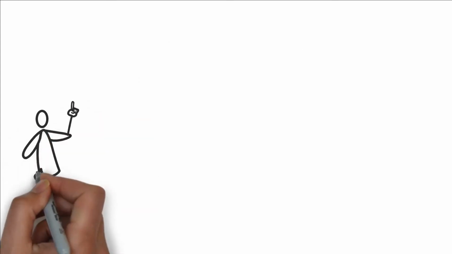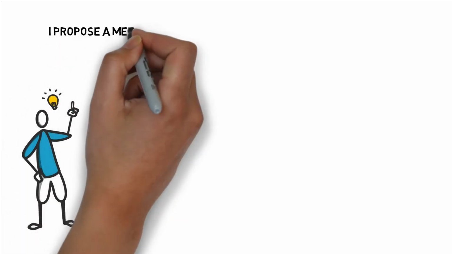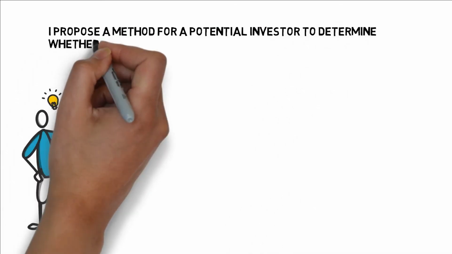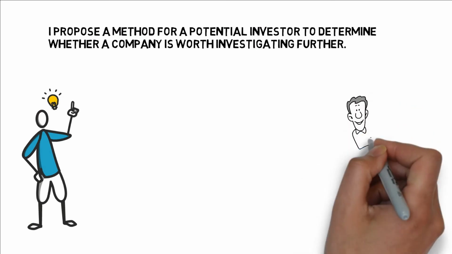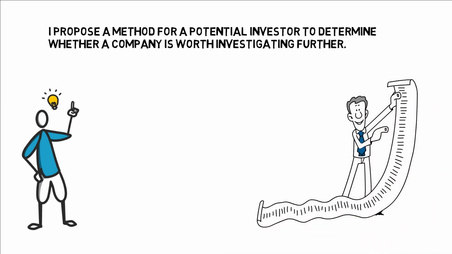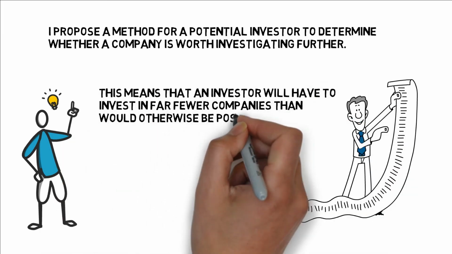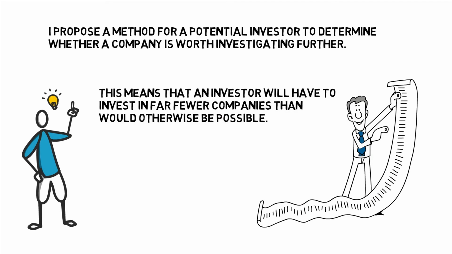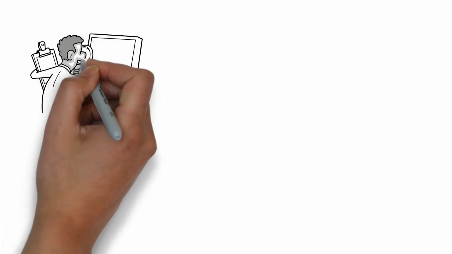It's a bit risky to suggest that an investor should not read a 10-K report word for word, but that's not the point of this video. Instead, I propose a method for a potential investor to determine whether a company is worth investigating further. It might be fine for an investor to read a 10-K line by line and word for word during their first reading in a perfect world with unlimited time. In practice, this means that an investor will have to invest in far fewer companies than would otherwise be possible. When it comes to the research process, successful investors take a variety of approaches.